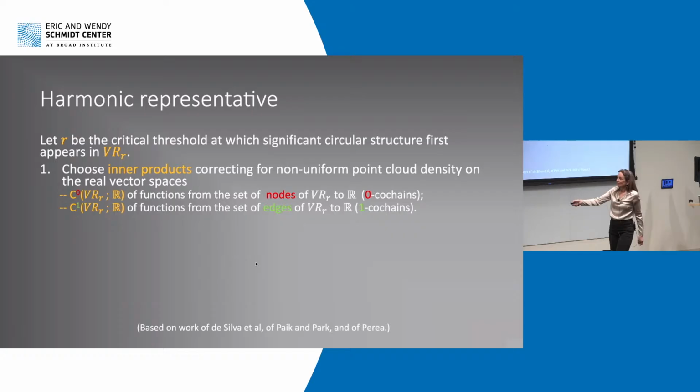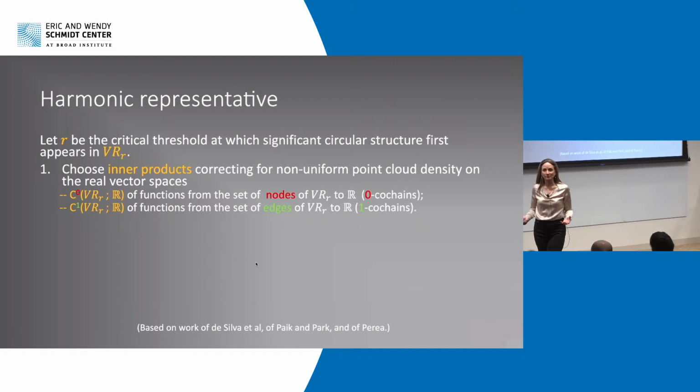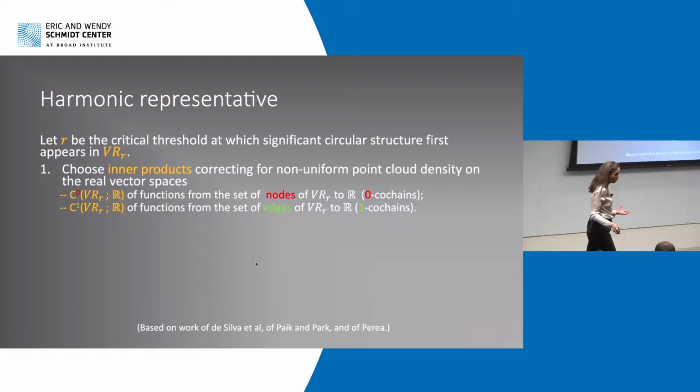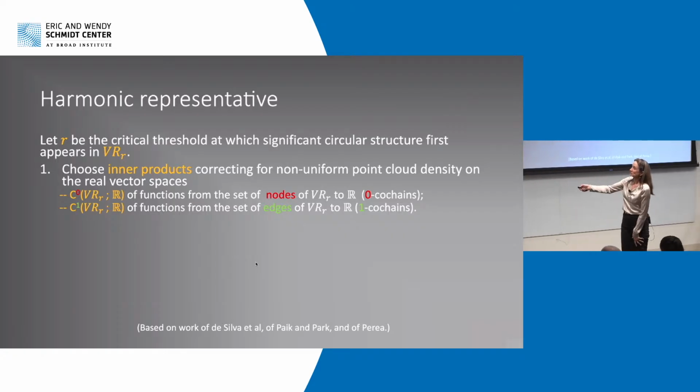So now, what I'm going to do to introduce geometry is to introduce inner products, because once we have inner products, I can talk about angles, I can talk about distances, I can talk about norms, and things like that. So what I can do is then choose inner products on the spaces of functions from the set of nodes to the real numbers, and on the set of edges to the real numbers. So these are these one cochains we already talked about, and these other ones are called zero cochains.